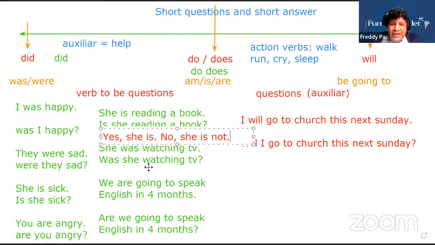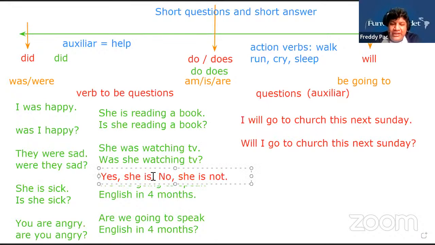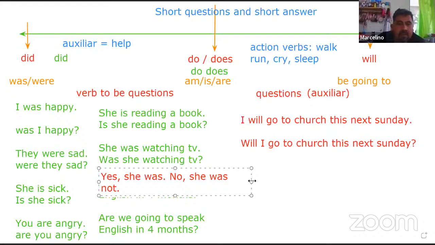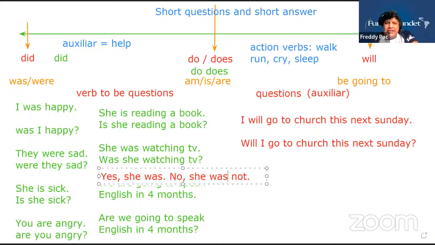She was watching TV. The question is, was she watching TV? And what is the verb to be? Was. Yes, she was. And what is the negative? No, she was not. She was not, or she wasn't. That is the only thing, guys, that you have to do.